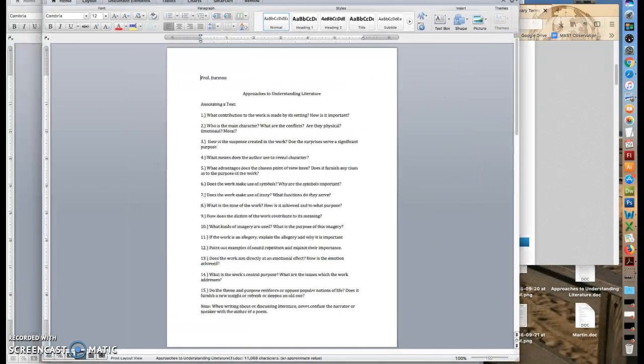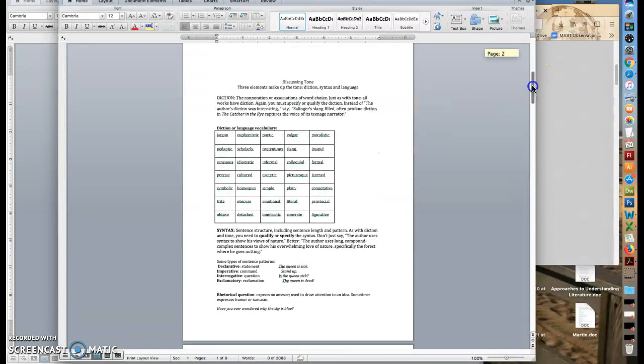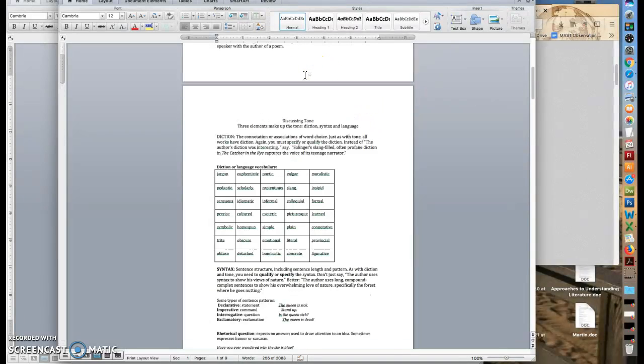The first part of this document just provides some questions that you should be asking as you go through the literature that we're reading. Okay, so this is just a way to annotate. Some guiding questions. The second part of the document talks about discussing tone. You can't discuss tone if you don't have the diction, right, or the language vocabulary. So before understanding tone, you have to know that tone is made up of diction, it's made up of syntax, and it's made up of language.